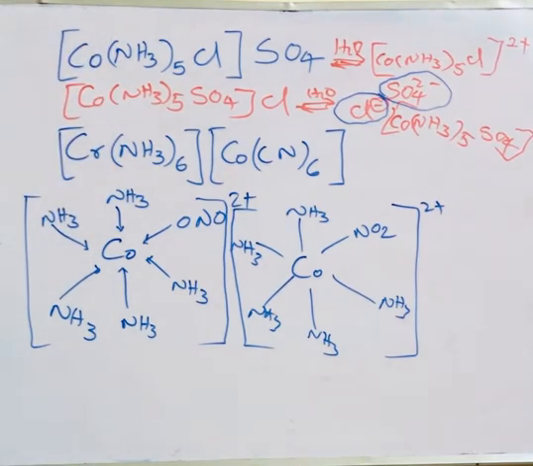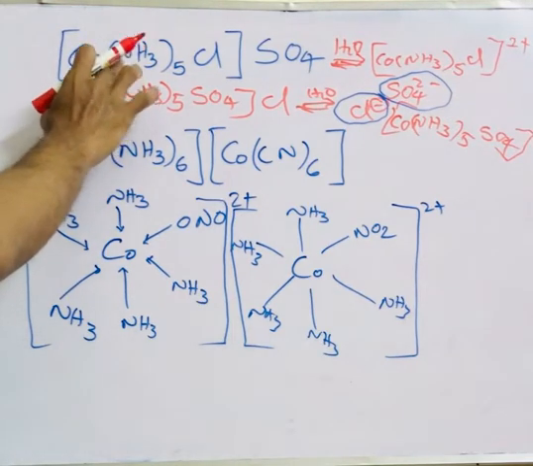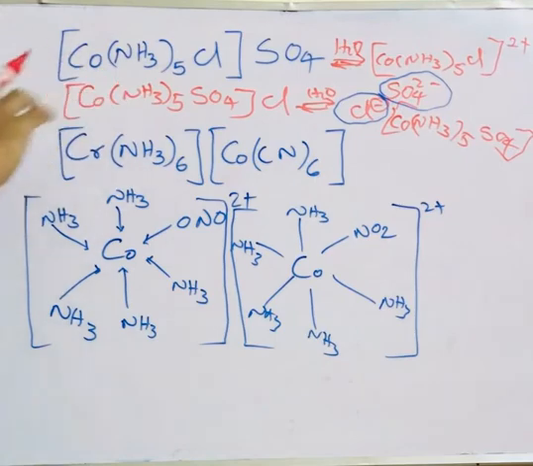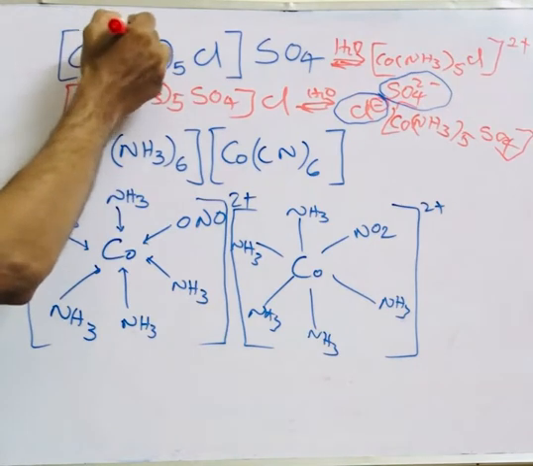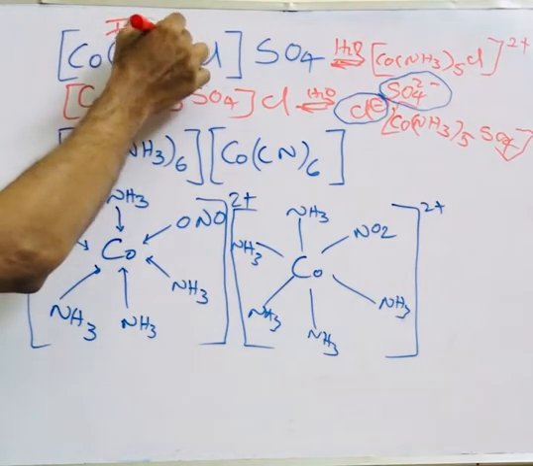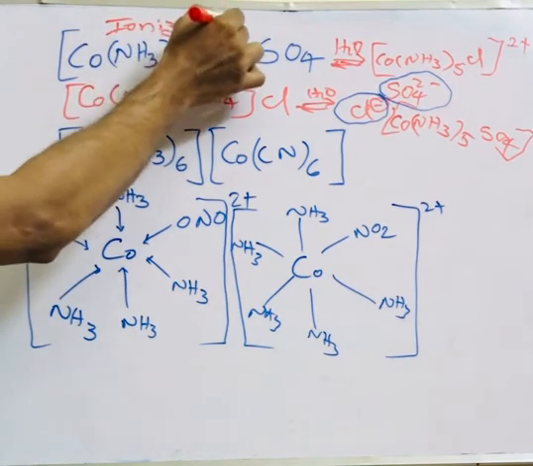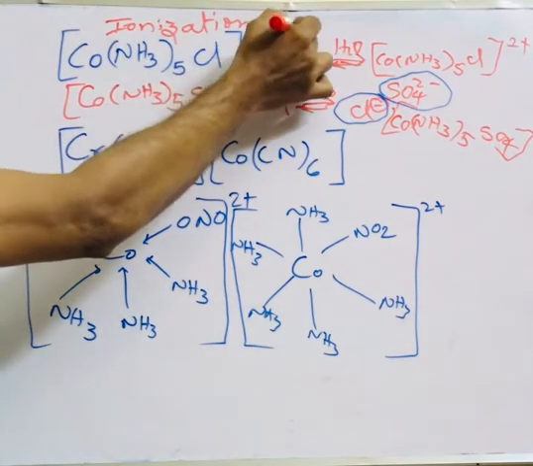So they may ask sometimes to give an example for ionization isomers or ionization isomerism, or they can give one complex and ask to write the second form of ionization isomer. So this is the way we can write. So this is called ionization isomerism.